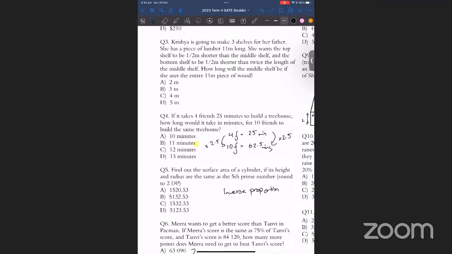Right. And so similarly, the more friends you have, the less time it should take. So instead of multiplying by 2.5, we should be dividing by 2.5. And 25 divided by 2.5 is 10 minutes. Do you guys understand? Yes.